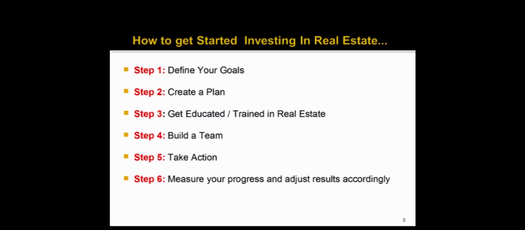Step one is basically you have to define your goals. Step two, you have to create a plan. Step three, you have to get educated. Step four, you have to build a team. Step five, you have to take action. And step six, you have to measure your progress and adjust your results accordingly.